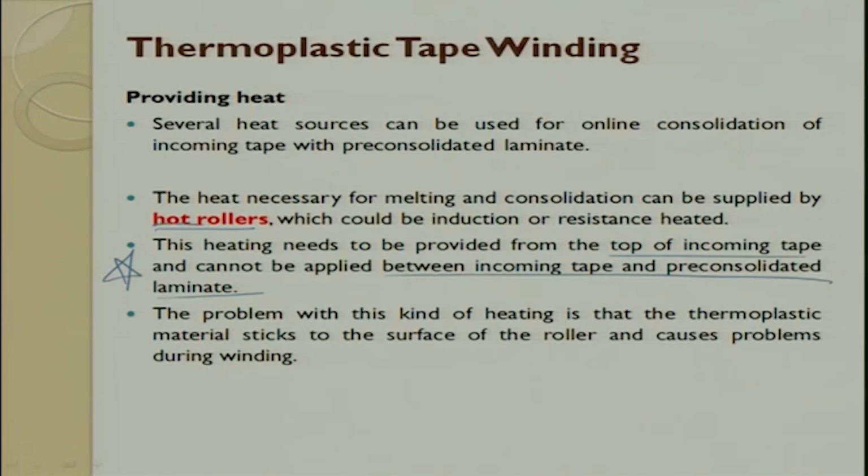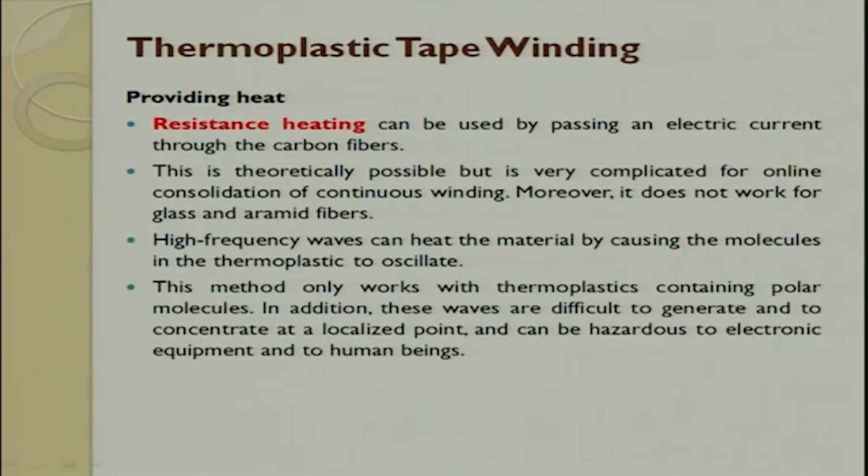So we use hot rollers. Here I have written the problem with this kind of heat is that the thermoplastic material sticks to the surface of the roller, so you have to be a little careful because of that. Heating, as I told you, can be laser, resistive heating, or high frequency wave heating, and this can be used for consolidating the laminate.